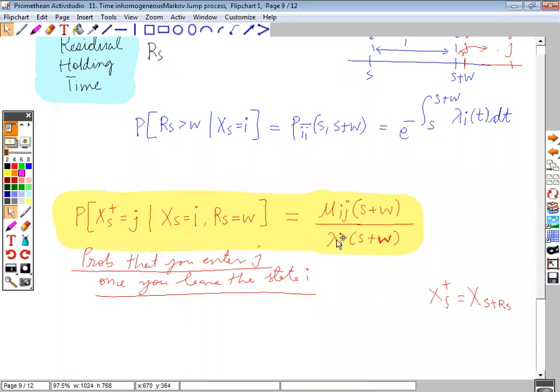So it is still mu ij upon lambda i. But again, now the only thing that differs is this mu itself. These transition rates differ. And what will matter now is the time at which you make this particular transition. So if you already know that at least till W, you were in state I, then you know for sure that you have made the transition to state J only after S plus W time. And that is why these are the transition rates that will be much more suitable for this calculation.